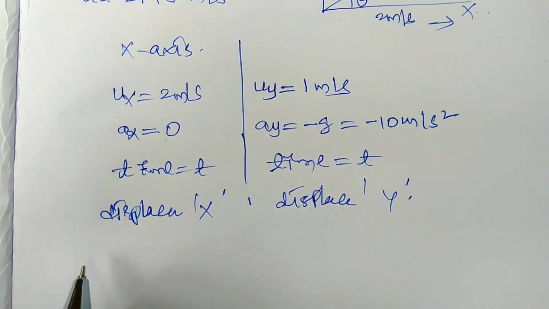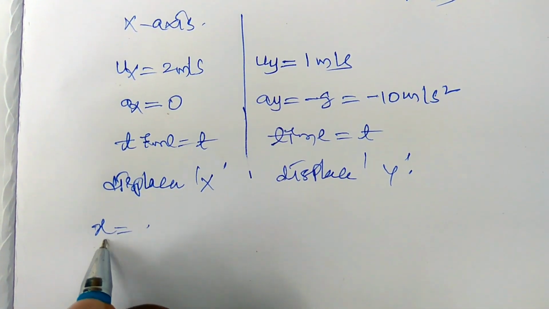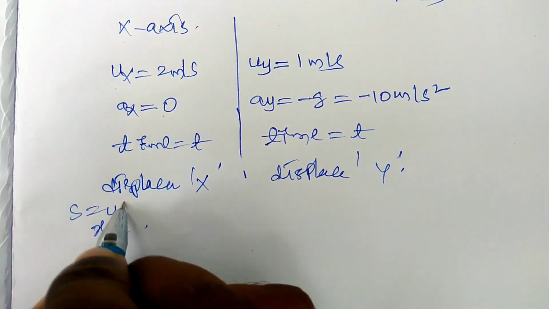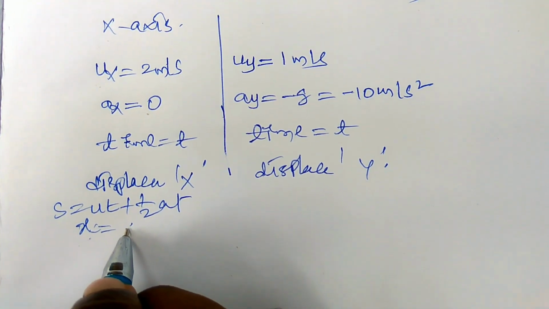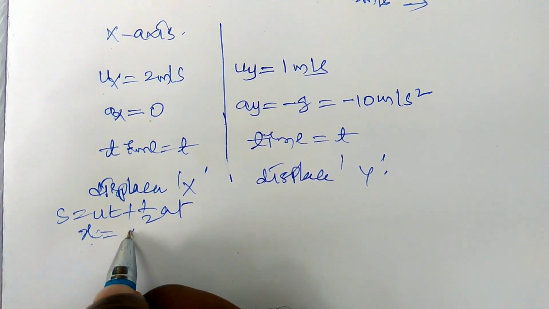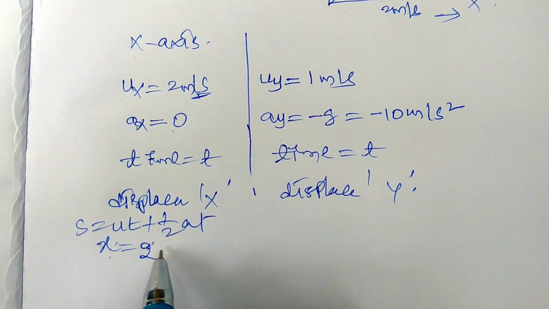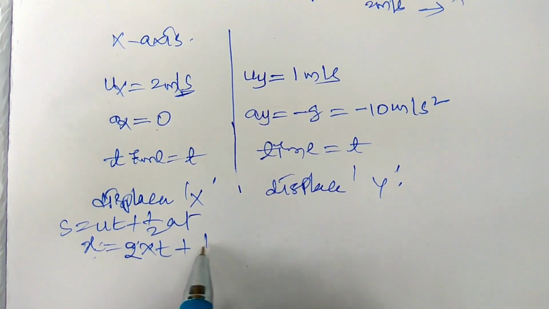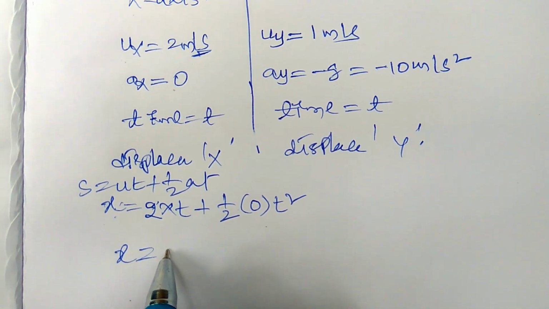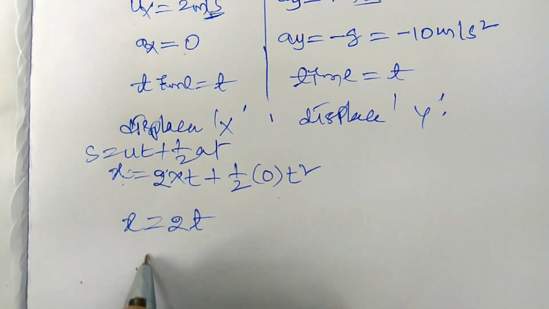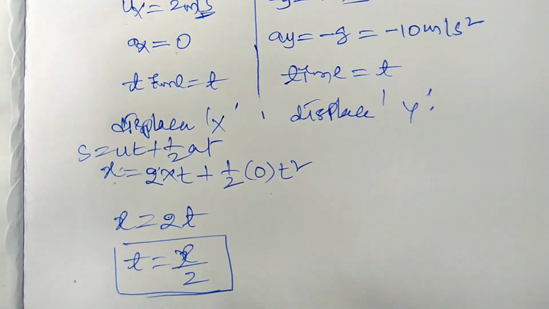So let us use the equation of motion. Along the x axis, the displacement is equal to x. From s is equal to ut plus half at square, s is equal to u_x t, and u is nothing but 2 meter per second, into t, plus 1 by 2, acceleration 0, into t square. Then x is equal to 2t, whereas t is equal to x by 2.